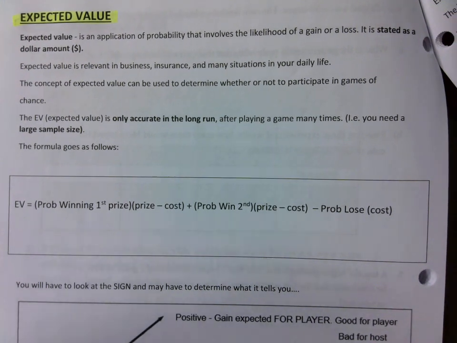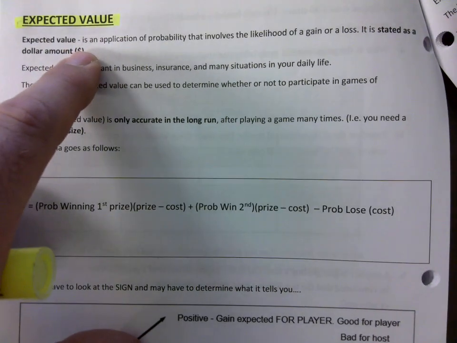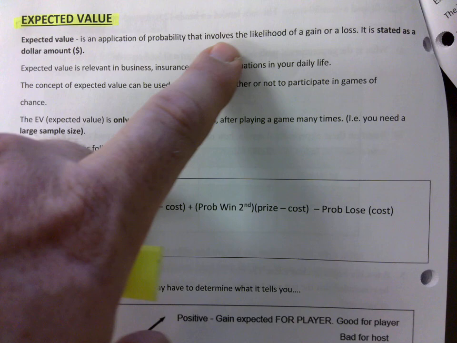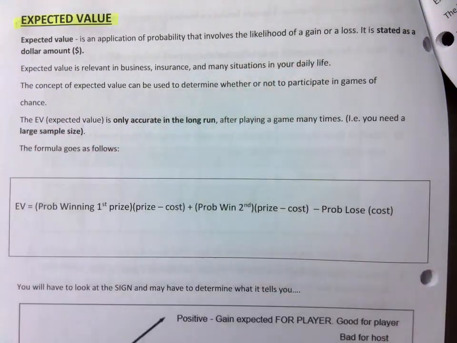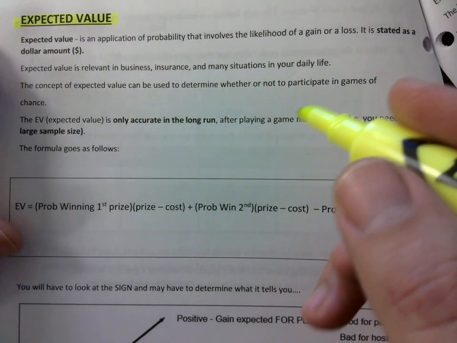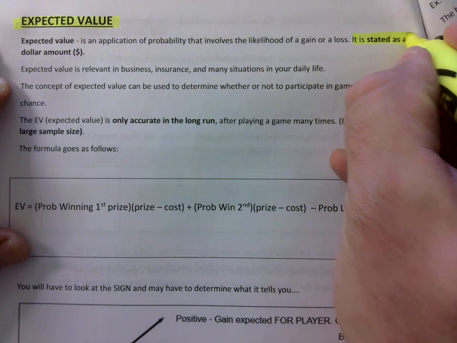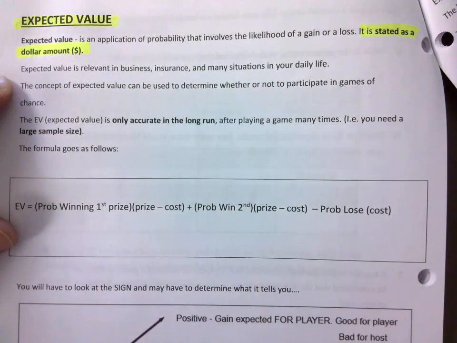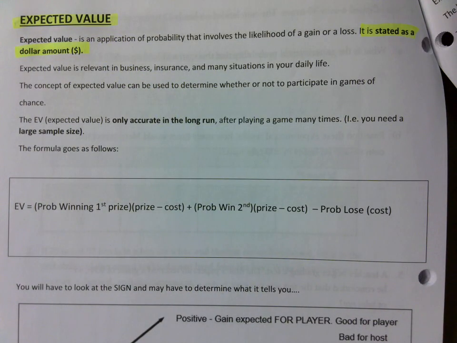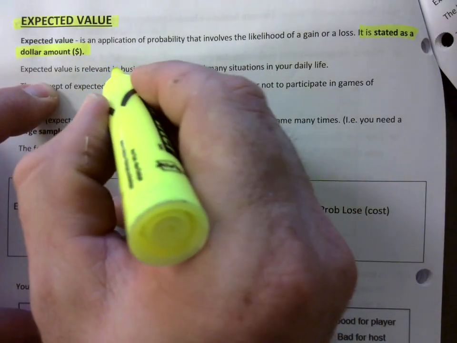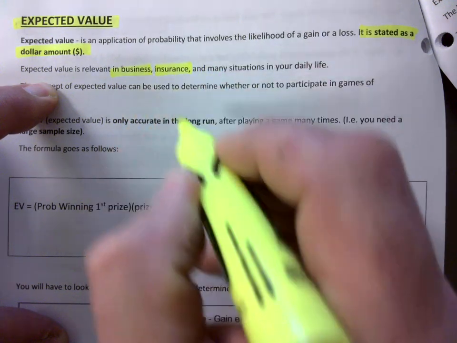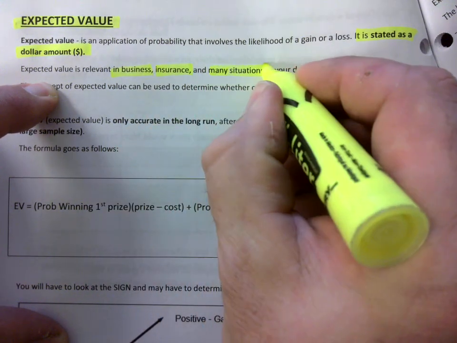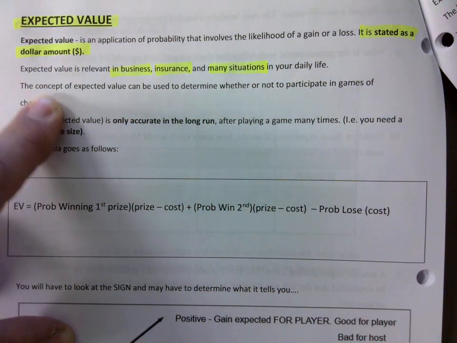Expected value. It is an application of probability that involves the likelihood of gain or loss, okay? Your final answer is stated as a dollar amount. Make sure you get that right, because a lot of students forget that it's a dollar amount. Expected value is relevant in business, insurance, and many situations in your daily life, okay?